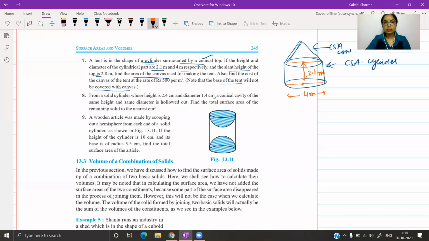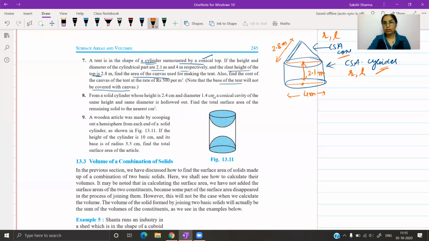And it's not indicated that the conical part and the cylindrical part have different radii. So we will be assuming that the radius of the cone on the top is the same as the radius of the cylinder given here. Along with that, the slant height of the conical part is 2.8 meters. So whatever is required to find out the curved surface area of these two, cone and cylinder, is available. We have the radius and height for the cylinder. We have the radius and the slant height for the cone.